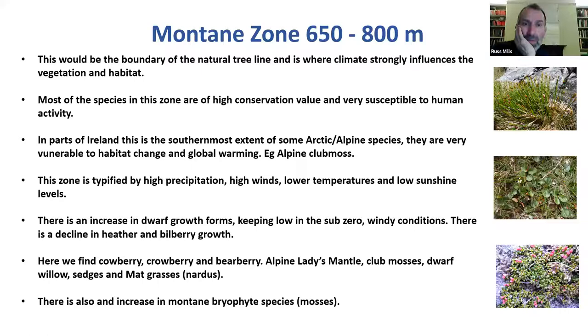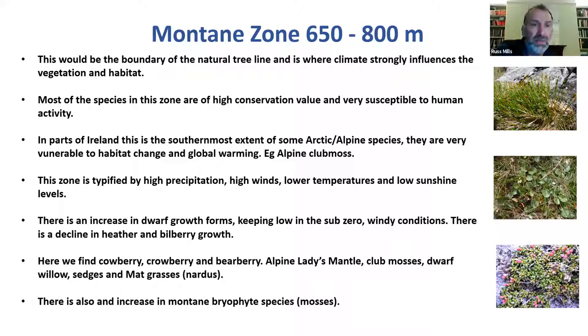So it's beginning to get a little bit less comfortable. And a lot of the species you find in this zone are of high conservation value and are very susceptible to human activity, like trampling, for example. So when we go out hiking and we walk in these areas, we are in danger of doing damage to this environment. So we need to consider that when we're walking, particularly where there's a lot of erosion damage in the hills. Even though we're tempted to walk round the path and avoid the erosion, we're exacerbating the problem. So maybe we should stay to the muddy path where we can and avoid doing further damage.